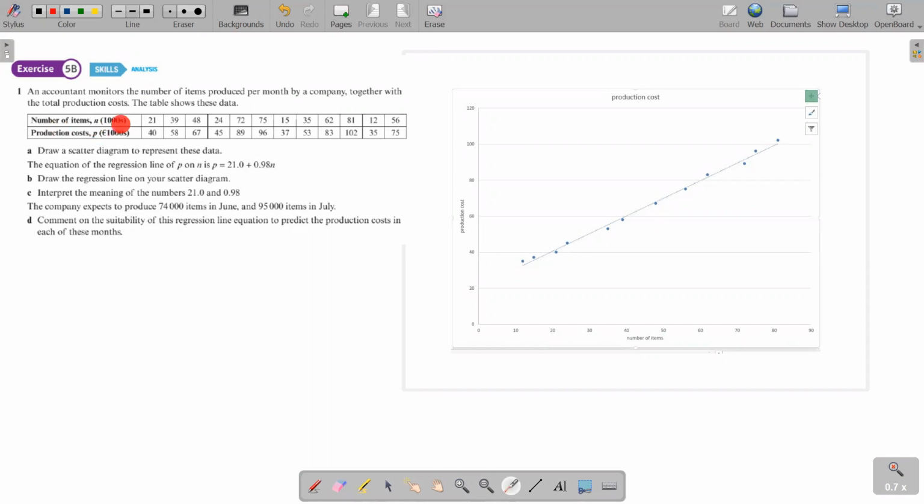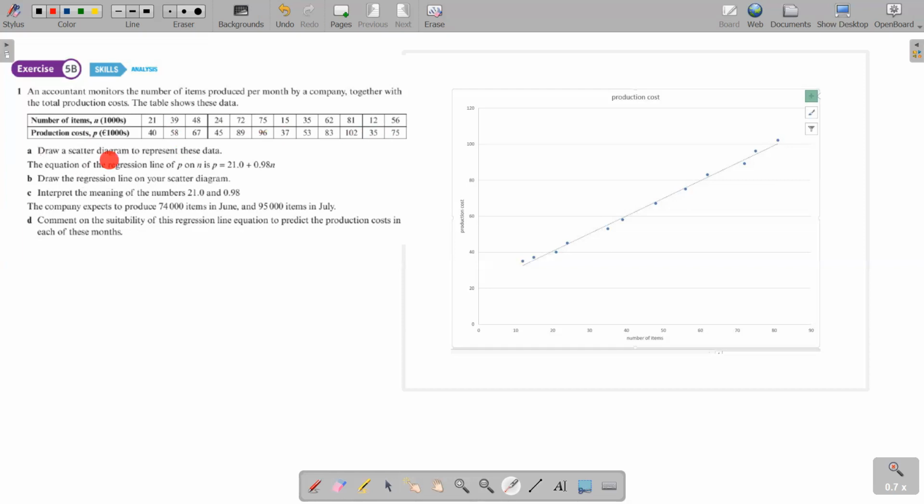Now bear in mind about the unit, and the production cost is also in thousands of pounds. So number of items 21, in other words, it's actually 21,000 items. And the production cost of the 21,000 items is 40,000 pounds. Can you guys see 40,000 pounds? So these are all in thousands, so bear that in mind when you give your answers. So these are all the points. For 39, the production cost is 58, in thousands. So guys, they've given you a lot of points like this.